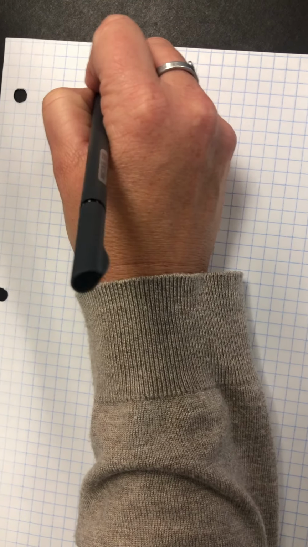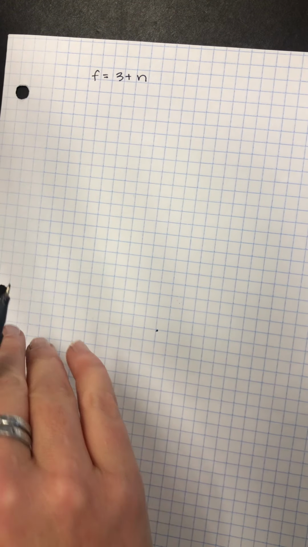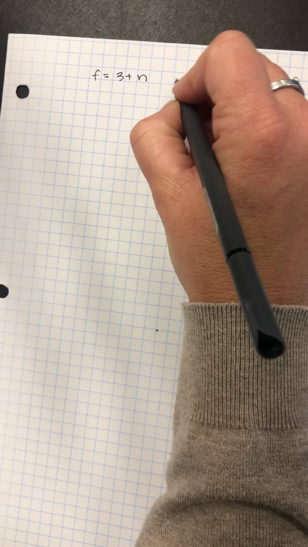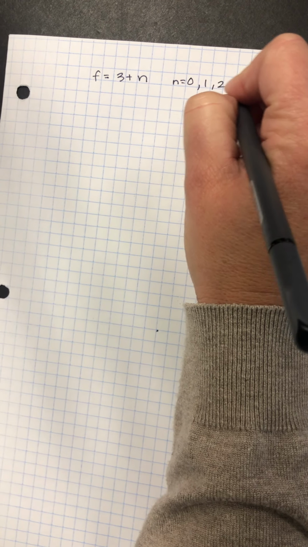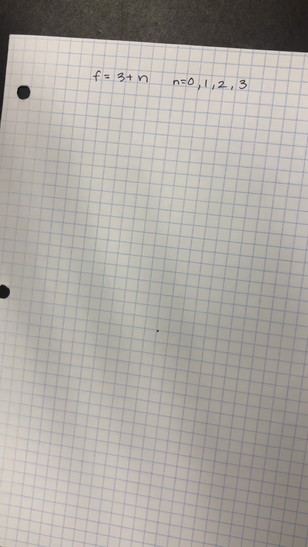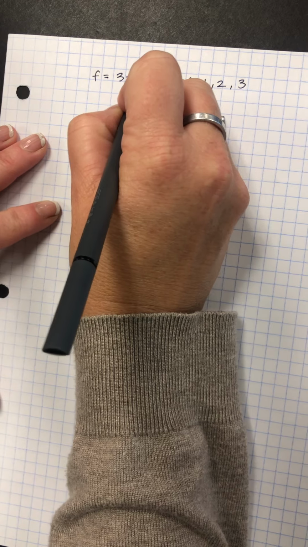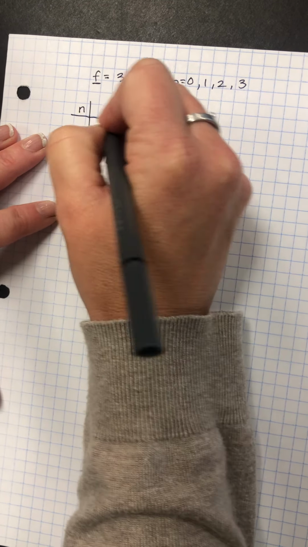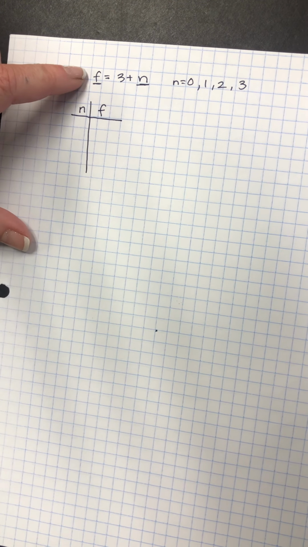The function is 3 plus n. Nice and easy. 3 plus n. And your numbers are going to be 0 when n equals 0, 1, 2, and 3. This is your you try. Okay? So you're going to make a table. In this problem, we have an n and we have an f. The n is the input because that's the number that's changing. The f is the answer because it's alone on the equal sign.